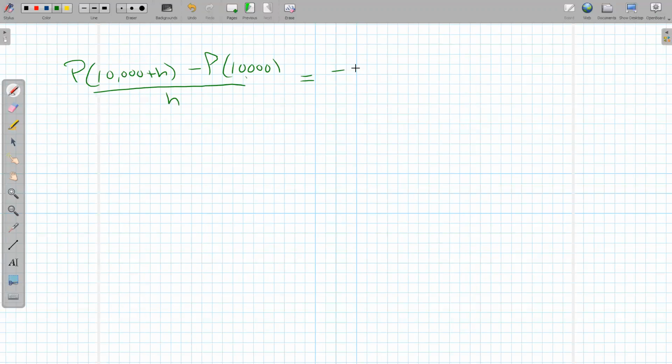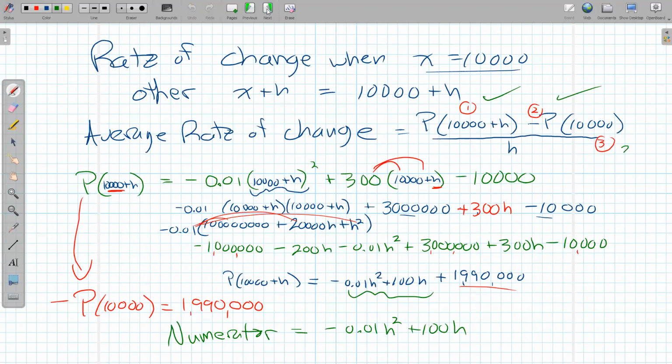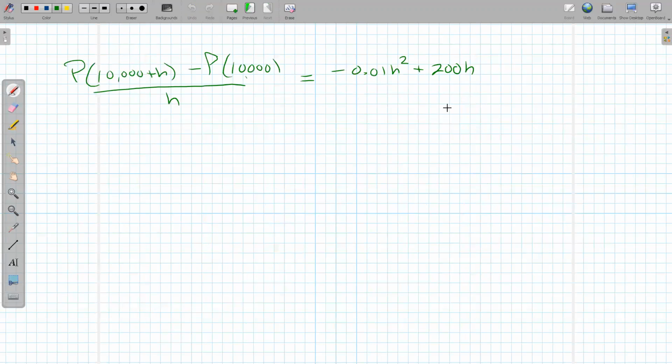And here's where we're at. Was that 200h? Yep, no, 300 minus 200 is 100h, all divided by h. And this right here is the formula for our average rate of change given some small change in production, which is h. And so the h's kindly divide out partially.